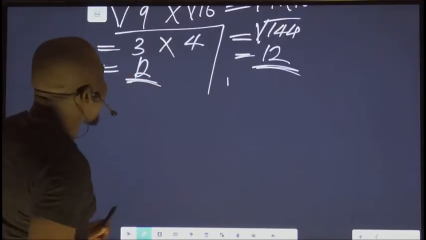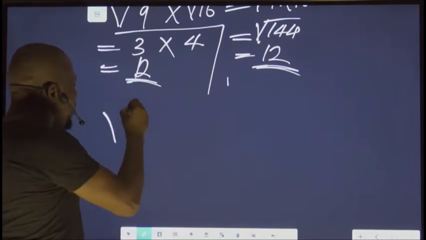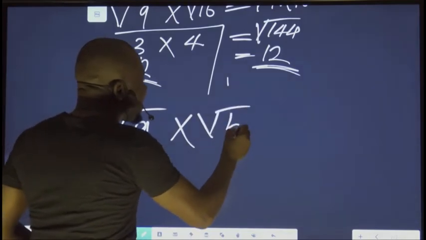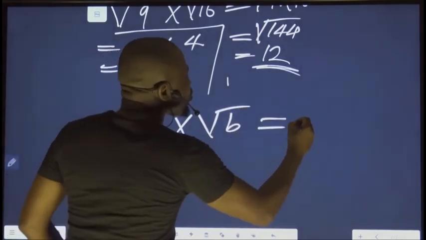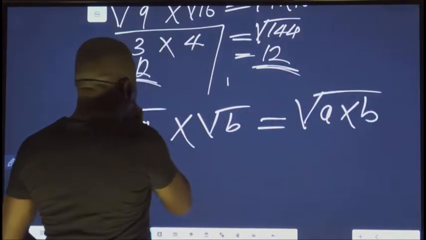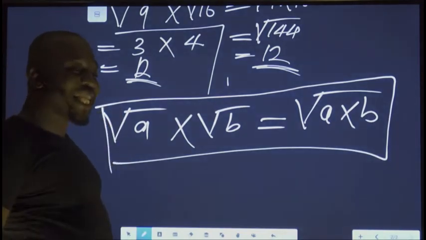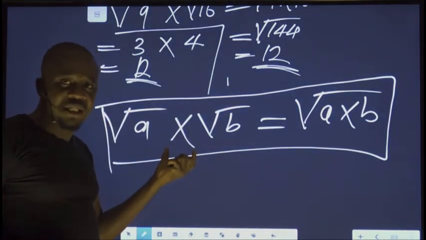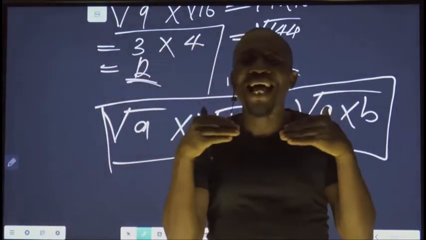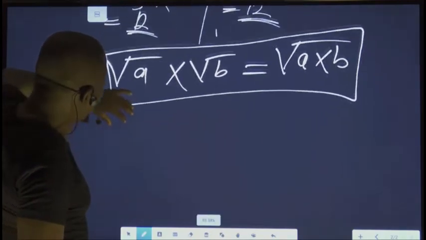This is telling us that if you have something like this, the square root of A multiplied by the square root of B, you can easily say it's equal to the square root of A multiplied by B. So this is the first rule of Surds. That when there is multiplication that separates two square roots, you can actually multiply them together. Okay? Good.